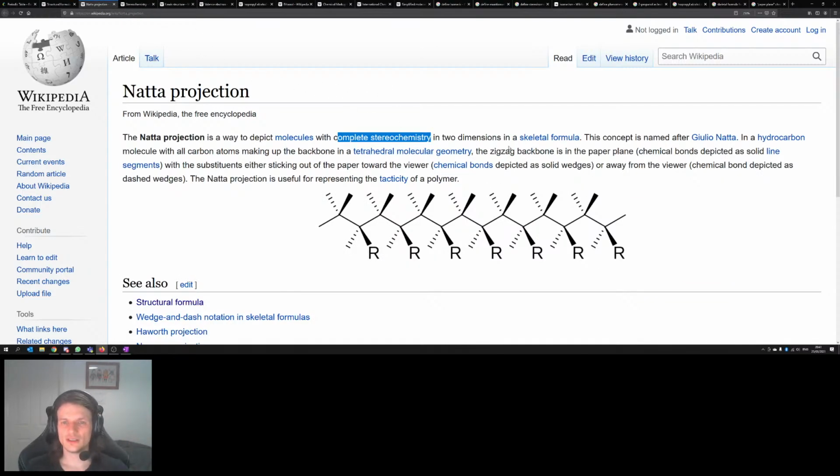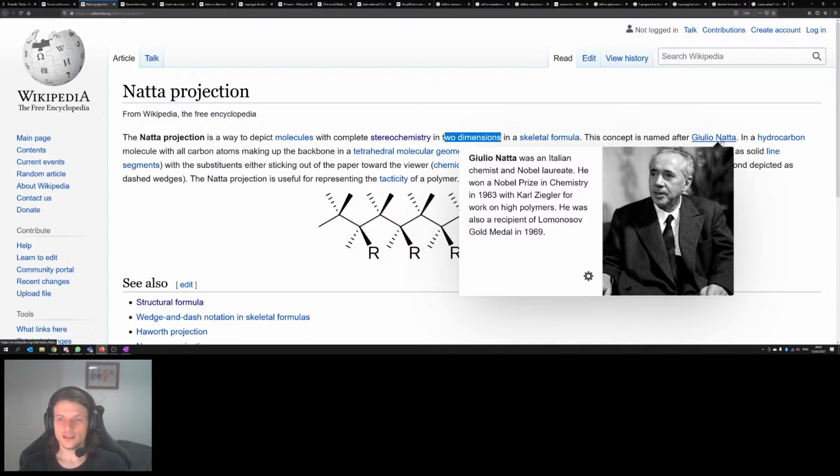Oh, I see. So this is where, okay, a way to depict molecules. So when they're in 3-dimensionality, it's a way to depict them in 2 dimensions in a skeletal formula. Okay, that makes sense. This concept is named after Giulio Natta, Italian chemist and Nobel laureate. He won a Nobel Prize in Chemistry in 1963 with Karl Ziegler for work on high polymers.